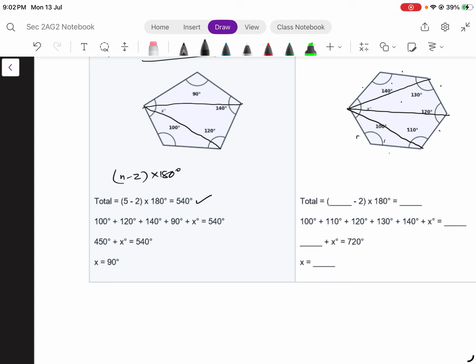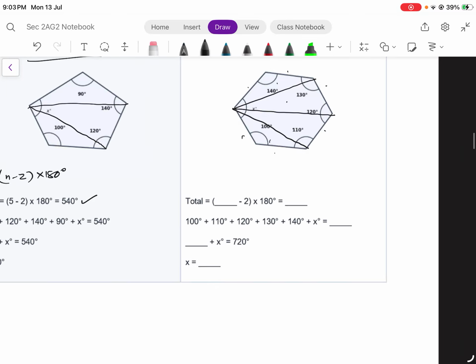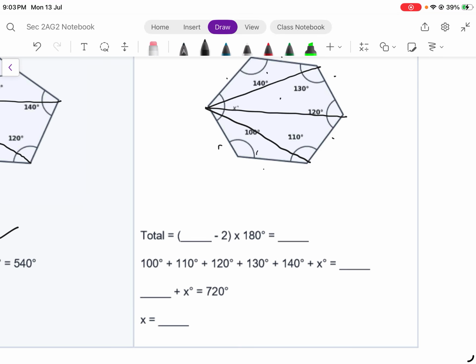We want to find x. We know the other 4 angles, so 540 minus the total, x equals 90 degrees. So the method is the same here. The approach is the same. The number of sides here is 1, 2, 3, 4, 5, 6, so 6 minus 2 is 4, times 180 degrees.